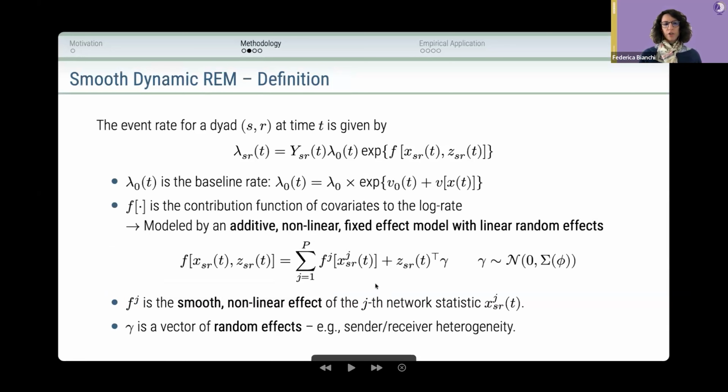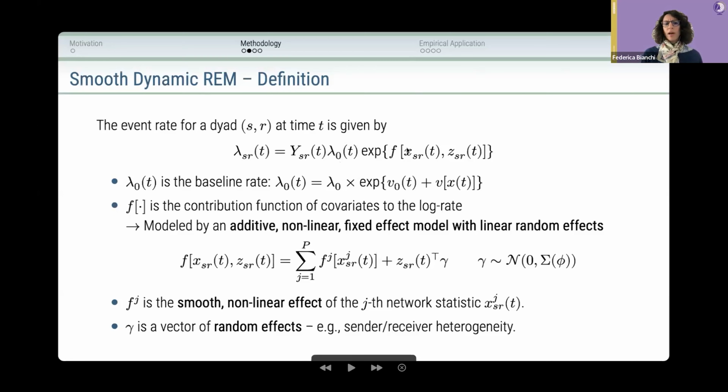We model a relational event model through an event rate function of the number of events occurring between a dyad composed of a sender and a receiver. Our model formulation is composed of three main components. The first is just an indicator function, YSR, telling us what dyads are at risk at a specific point in time t. Then we have this lambda 0t, which is considered a baseline rate function.